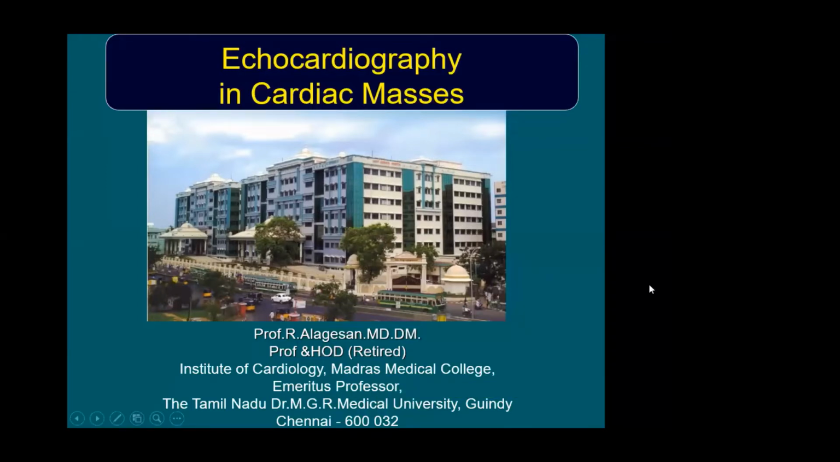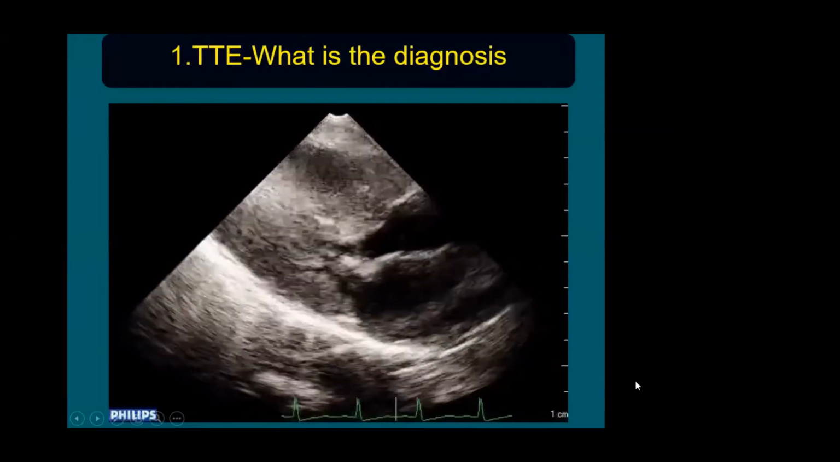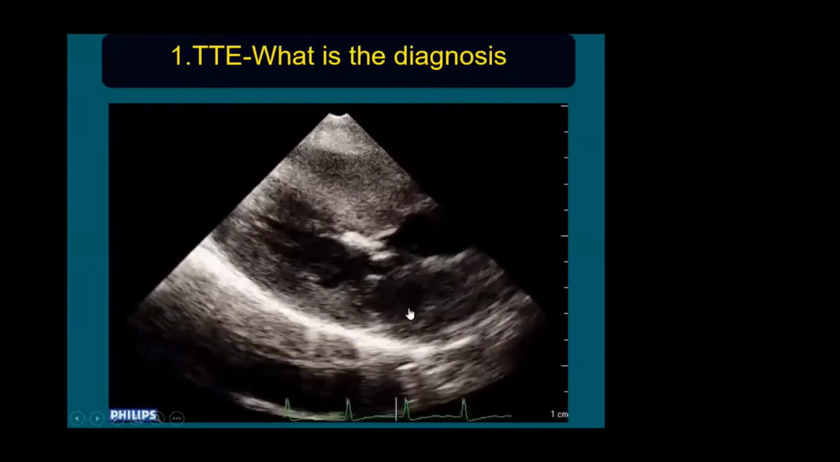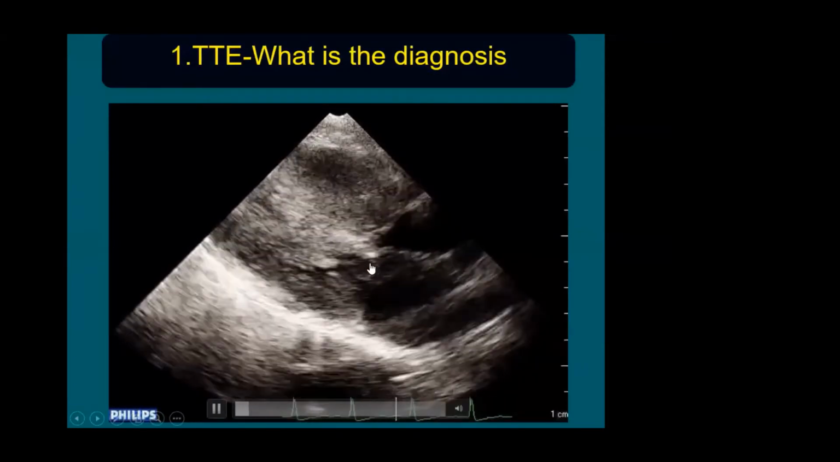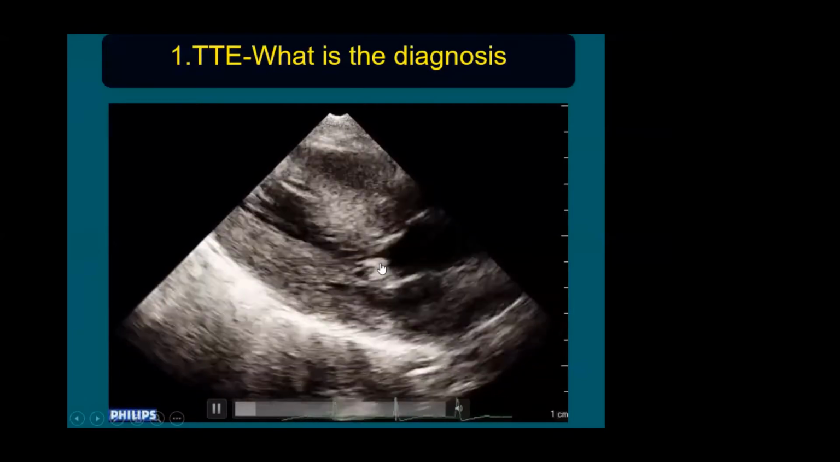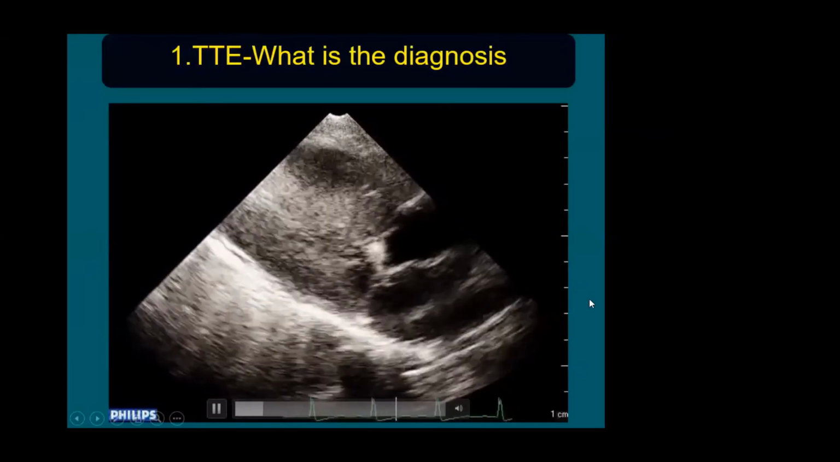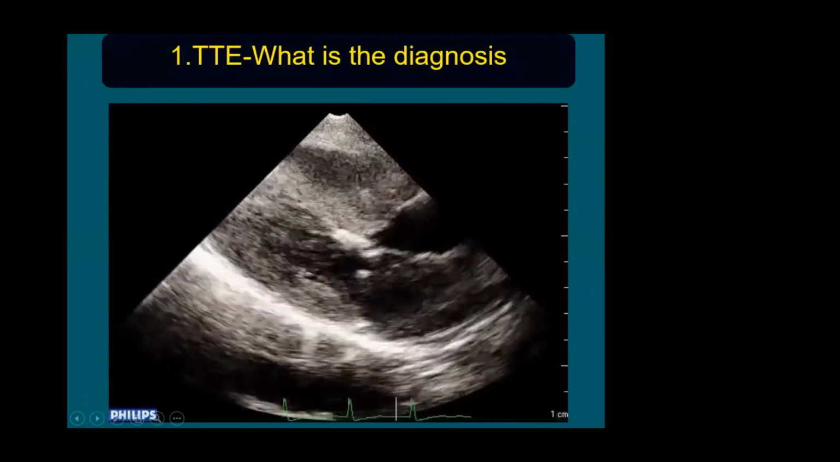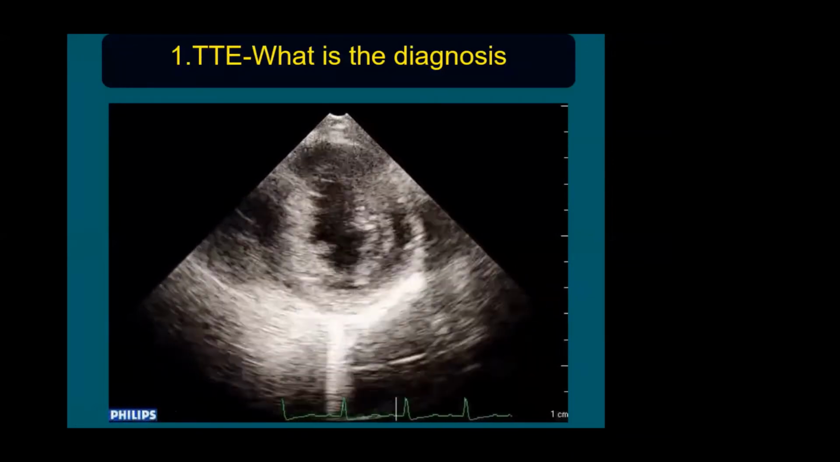First, I'm going to show you a few cases which I'm not going to describe. So you have to write your own diagnosis. At the end of the lecture, I'll again discuss the same cases, and you can compare with your findings and then give yourself marks. So this is the first case. There is a mass here. So what is the diagnosis? What is the type of mass which is seen there, and what has happened to the heart?